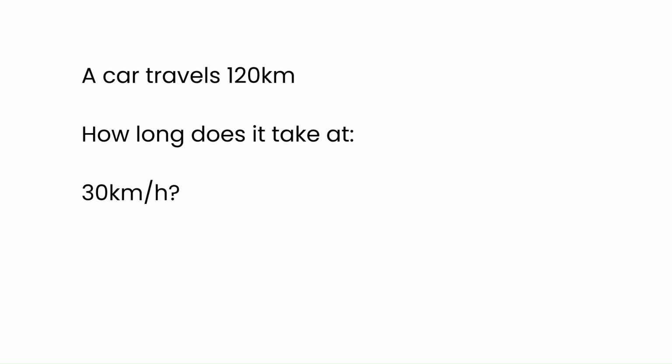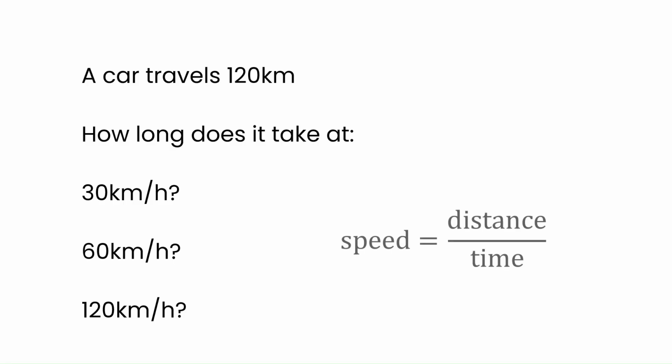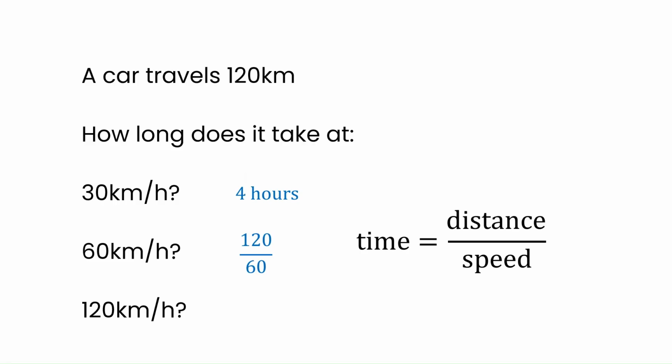Let's think about a real situation. A car is travelling a fixed distance of 120 kilometres. How long will it take the car to travel 120 kilometres if we travel at 30 kilometres an hour, 60 kilometres an hour, or 120 kilometres an hour? Well, since we know that speed equals distance over time, we can rearrange to get that time equals distance over speed. So 120 divided by 30 is 4 hours. 120 divided by 60 is 2 hours. 120 divided by 120 is just 1 hour.